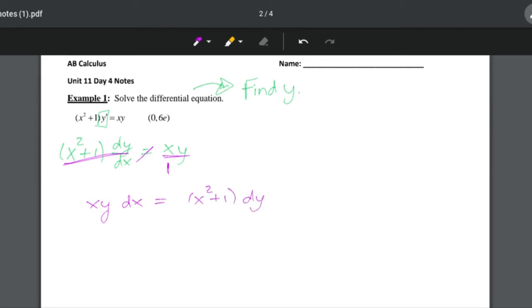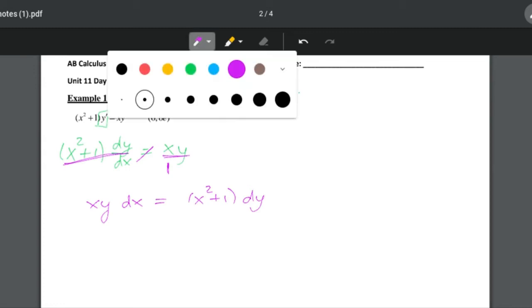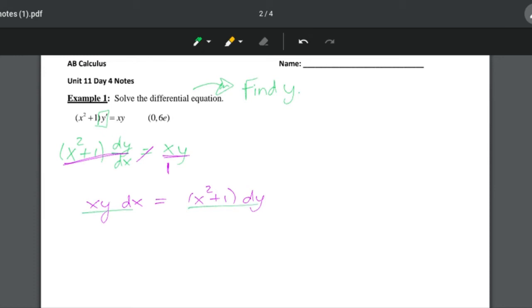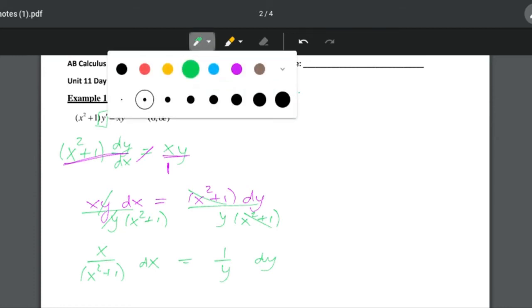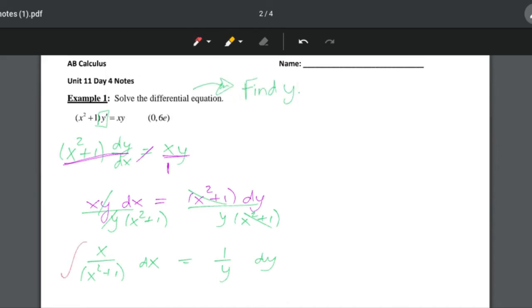All right, and we need all x's on one side, all y's on the other. So we need to do a little bit of work here. So let's think. We want our y to be with the dy, so I'm going to divide both sides by y. And then we need this x squared plus 1 on the right side to be with our dx. So I'm going to divide both sides by x squared plus 1. So those cancel. So we're left with x over x squared plus 1 with a dx equals, I'm going to call this 1 over y dy. So at least now we have all the x's on one side, all the y's on the other. Our variables are separated. So at this point, we're ready to take the antiderivative of both sides.